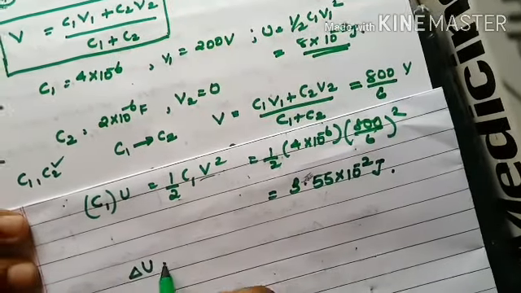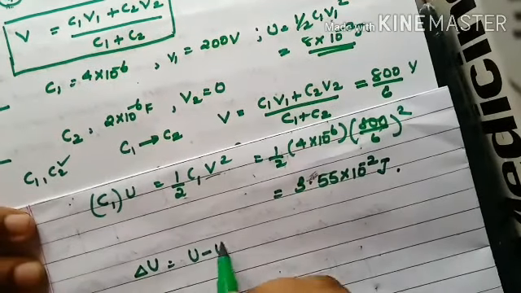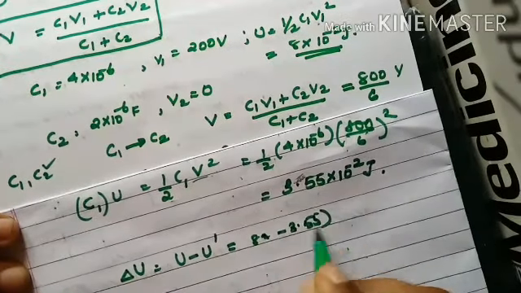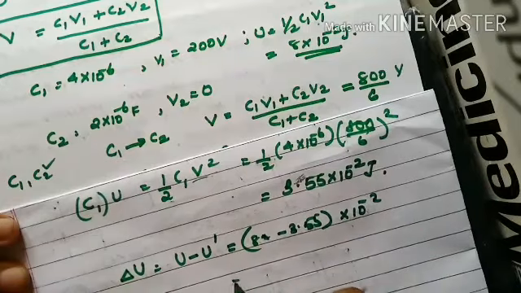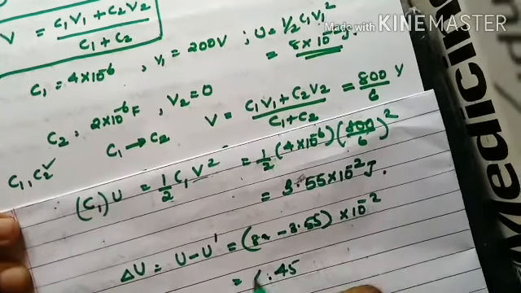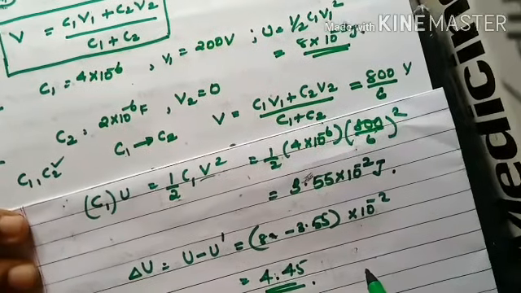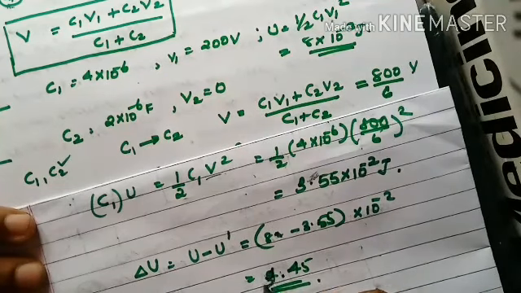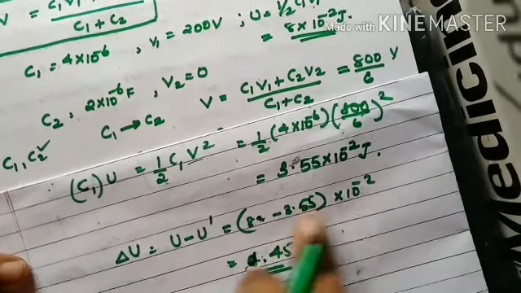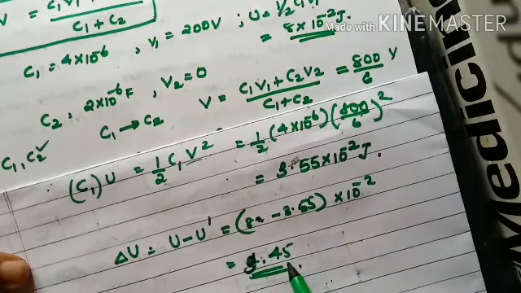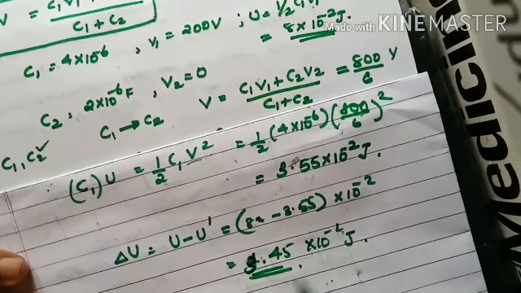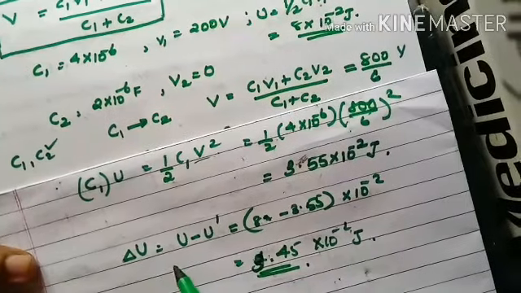So what was the energy lost by C1? Delta U is equal to U minus U dash, right? So it becomes 8 minus 3.55 into 10 to the power minus 2. So it will be around 4.5... no, it is 3, right? It's 3.45. Do it by yourself here. When you subtract it, how much are you going to get? Clear? It will be around 3.45 itself into 10 to the power minus 2. That means that is the energy C1 has lost.